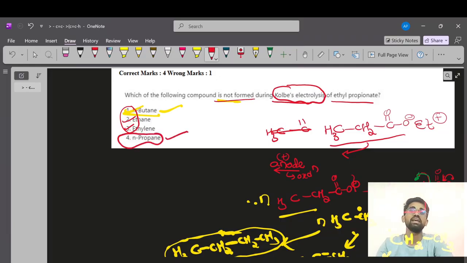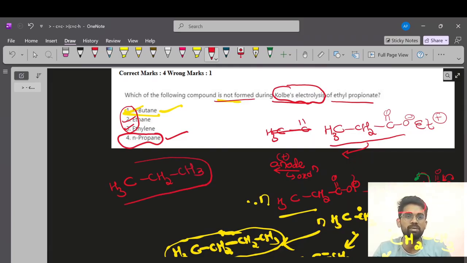Remember this. And one more important point I want to mention. Propane means how many carbons are there? CH3, CH2, CH3: three carbons, an odd number of carbons. Odd number carbon containing alkanes, hydrocarbons, will not be found in Kolbe electrolysis as well as the Wurtz coupling reaction.